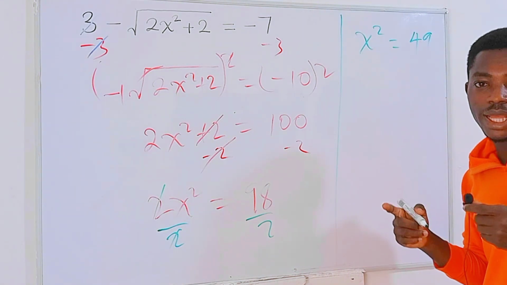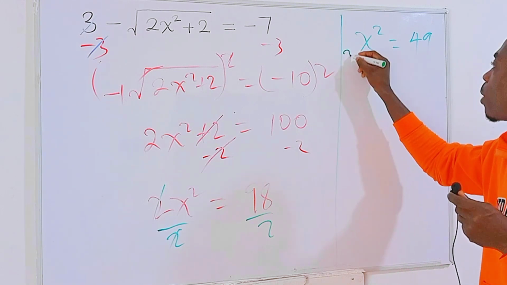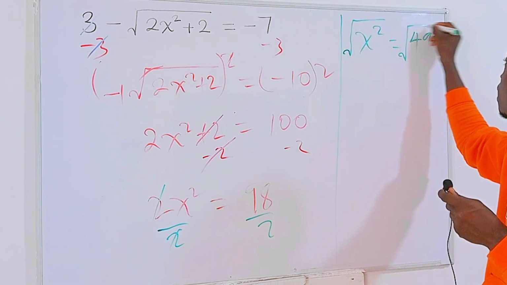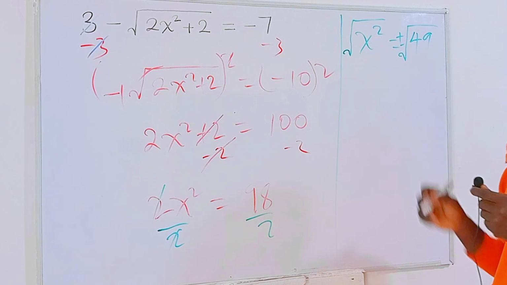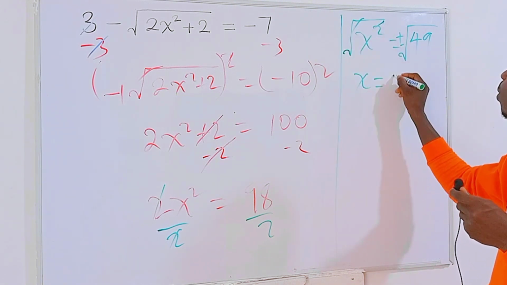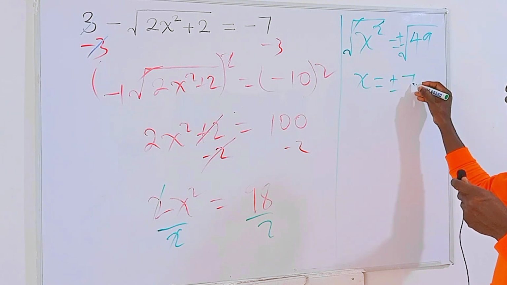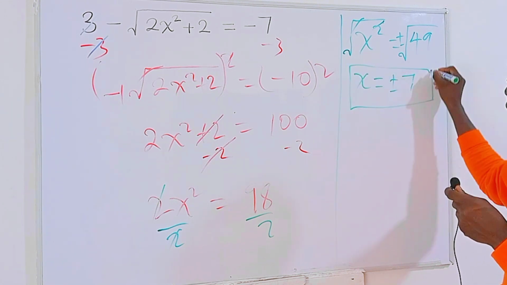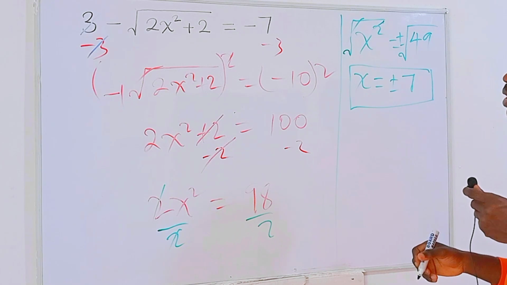We are looking for x and not x squared, so let's take square root on each side of the equation. But note, plus or minus is very important. This and this will go and we'll be left with x is equal to plus or minus 7. So this is the answer, x is plus or minus 7.